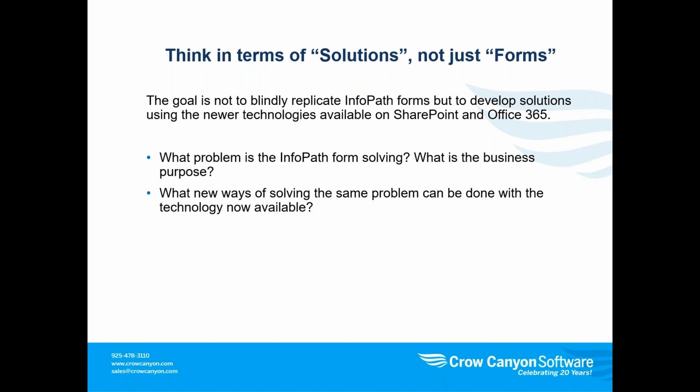It was built on technology from at least 6, if not more, years ago. Circumstances have changed, so let's look at what we're really trying to solve here. What's the business purpose? Are there new ways of solving the same problem with the new technology now available, such as mobile devices? It could also be that internal processes in your company have changed a bit, but the form, stuck in a certain state, has not changed. So this is a real time to reconsider and optimize your processes, not just blindly replicate the forms. I think that's an important point.